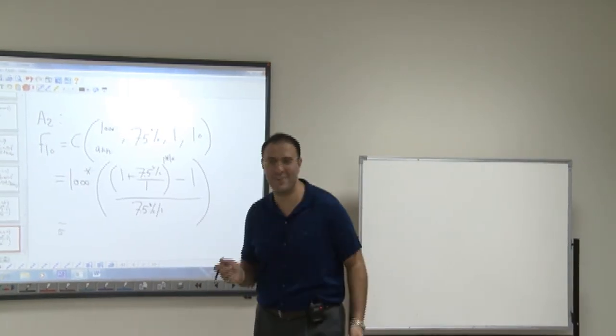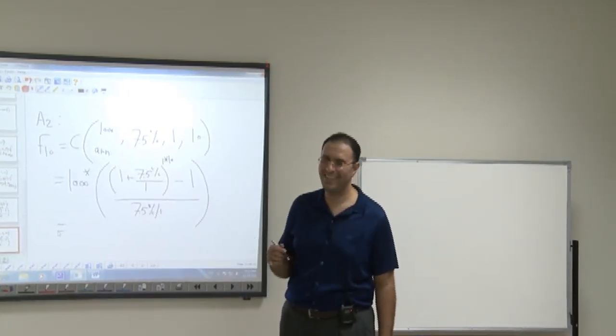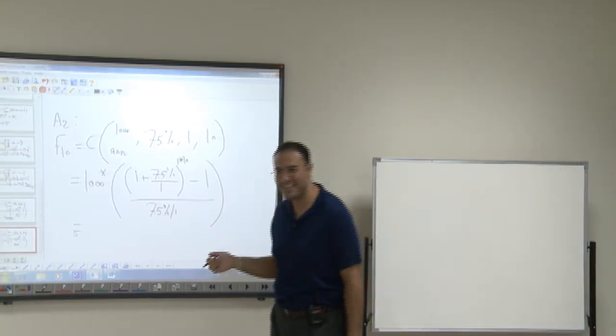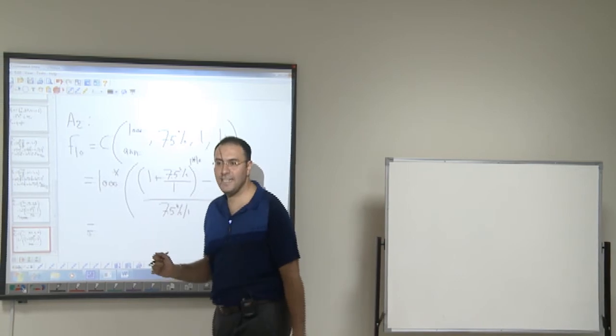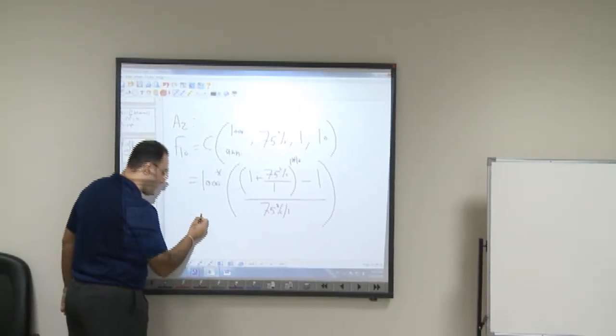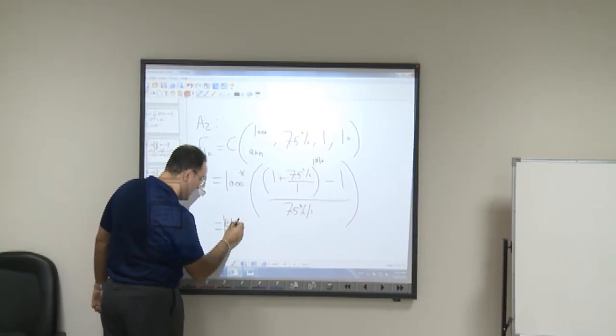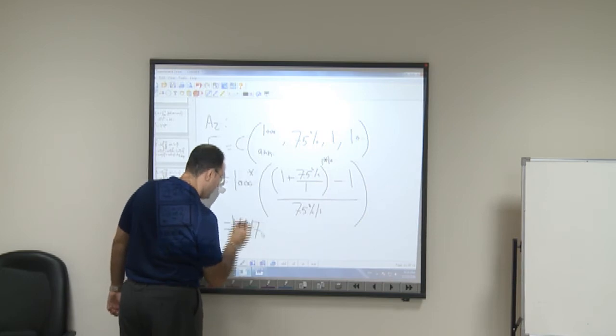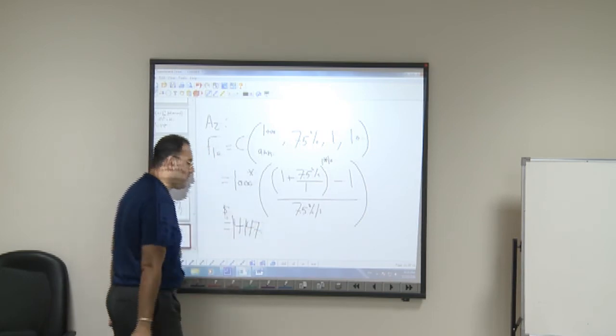How much is it? 14. 14 what? 1, 4, 1, 4, 7. Okay, good. So it's going to be 14,147.